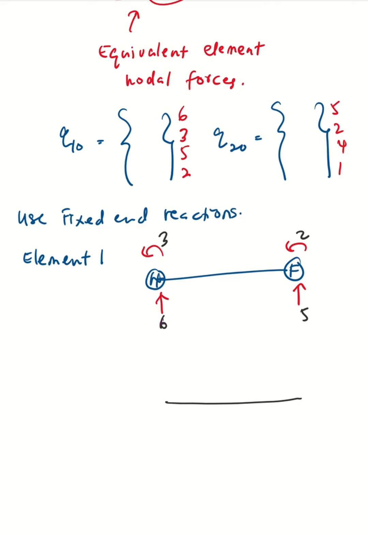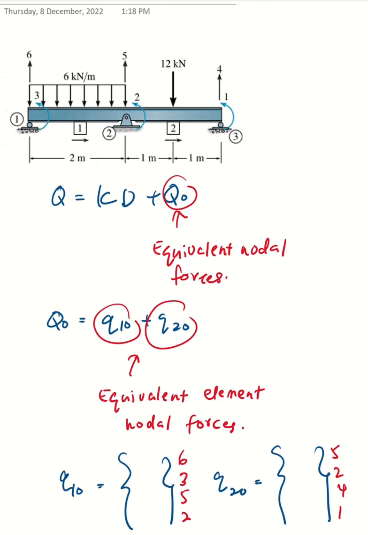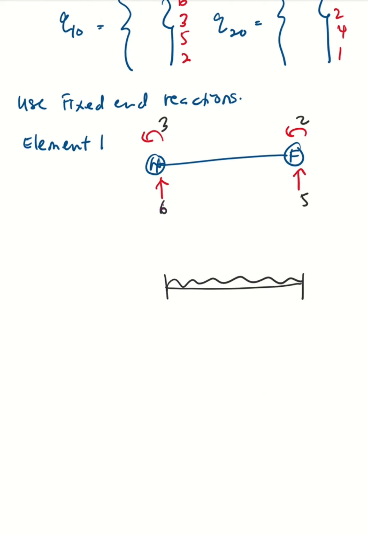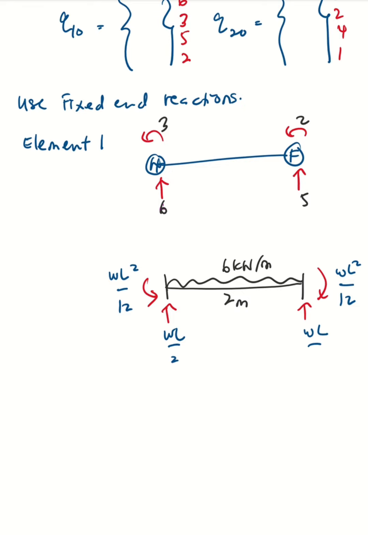What we need to do is sketch back the degrees of freedom for element number 1, 6352, and then we have to draw the fixed end reaction for UDL, and we put all the formulas. And after that, we have to compare between these two diagrams.